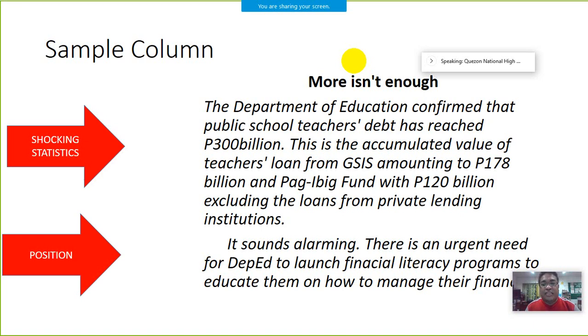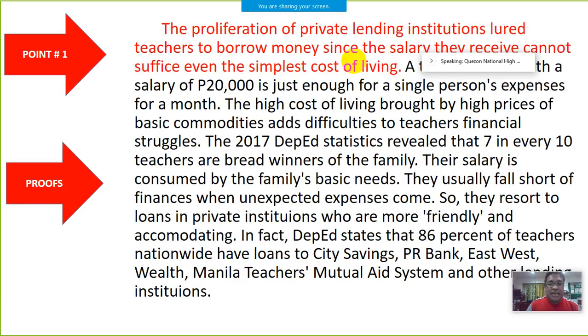This is actually the sample earlier. Then, what is the position? It sounds alarming. There is an urgent need for DepEd to launch financial literacy program to educate them, the teachers, on how to manage their finances. Then look at the body of, this is a sample of an editorial column. That's why it is an issue-based one. So look at the body. So it has a point, then there are proofs. Then in the next paragraph, there is an analysis. So the point is highlighted in red.